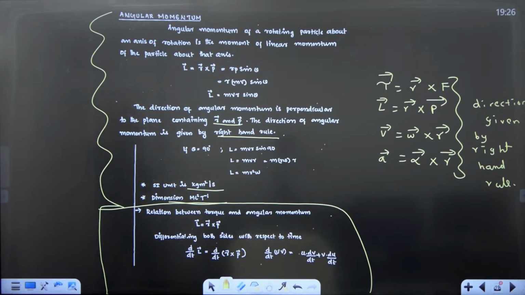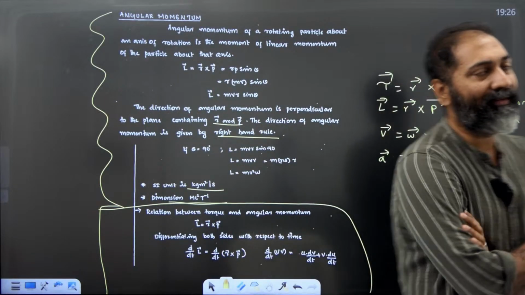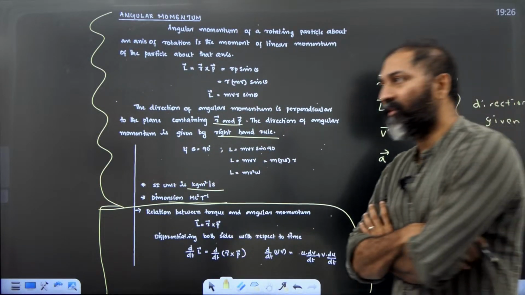What is the unit of torque? Newton meter. What is the unit of angular momentum? Kilogram meter square per second. What is the dimensional formula for angular momentum? ML square T raised to -1. What is the dimensional formula for torque? ML square T raised to -2. Remember, torque, work done and energy have the same dimensional formula.